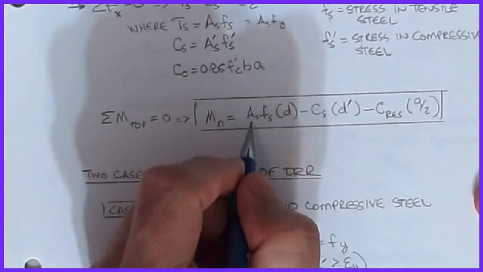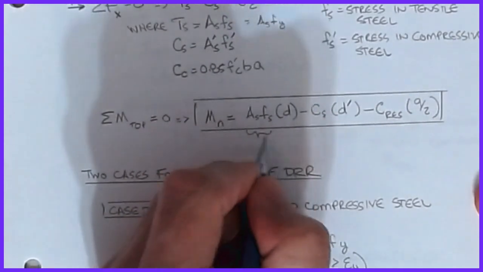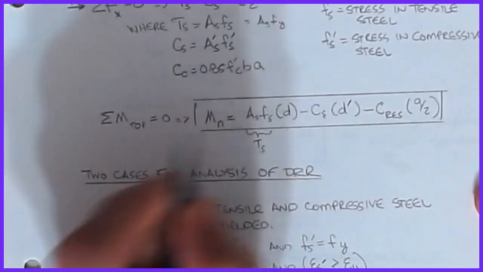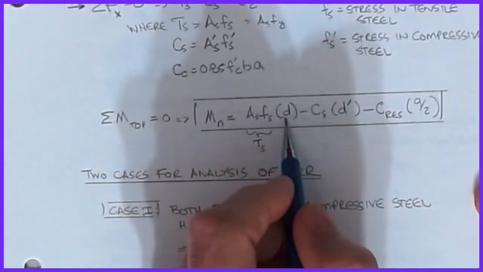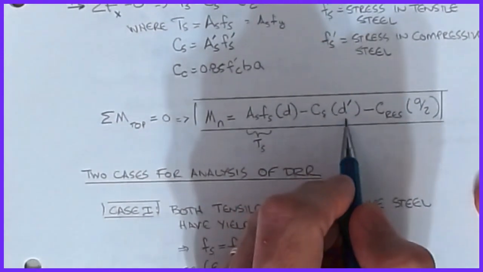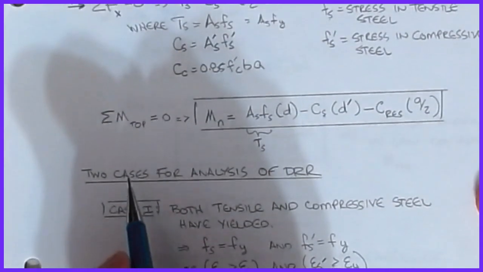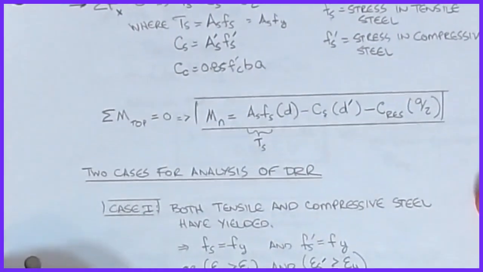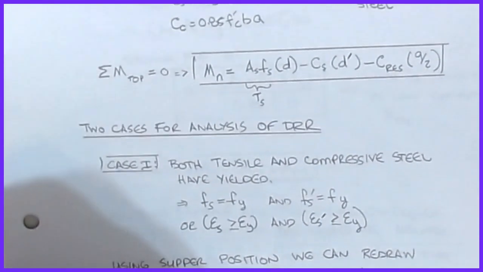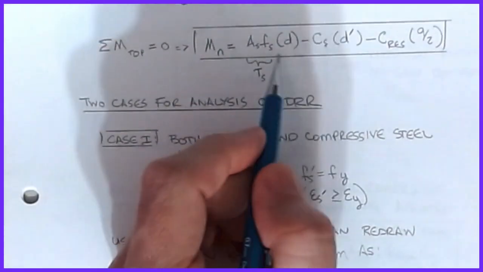It's going to be my tensile steel side, so this is my Ts times d, minus Cs times d prime, minus Cc times a over 2. That will get me my nominal moment capacity. Now, there are some issues that happen here. Hopefully we're designing this so that fs has yielded.